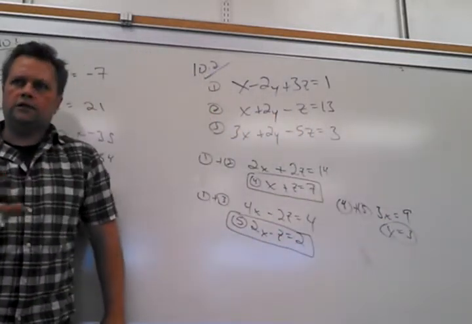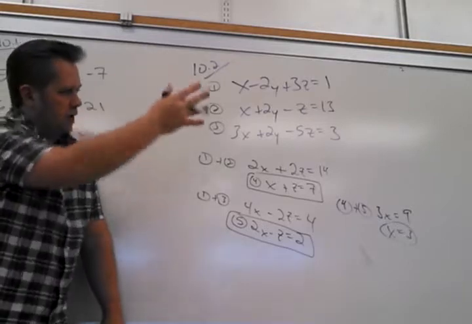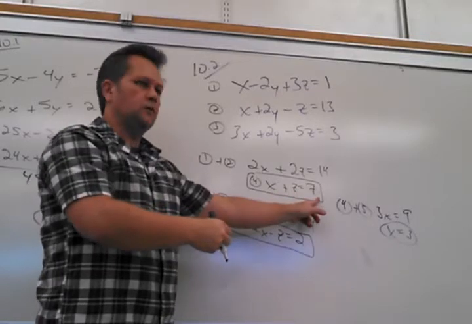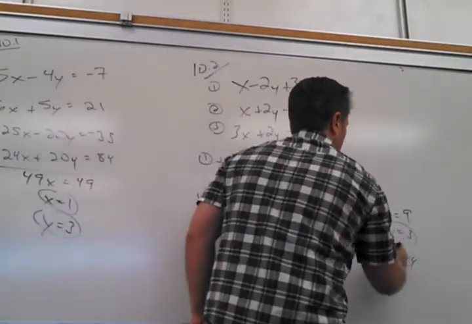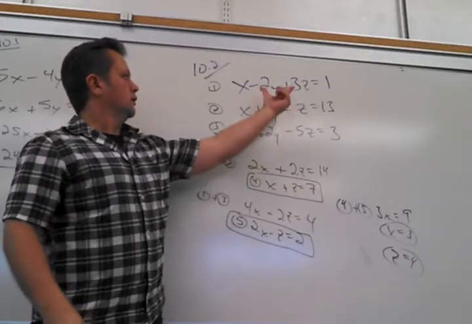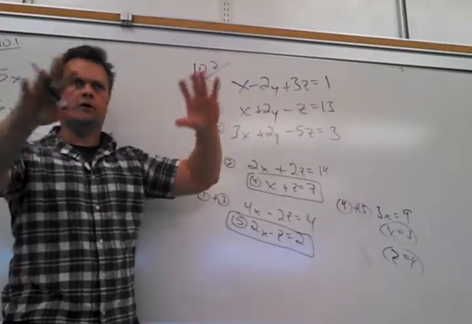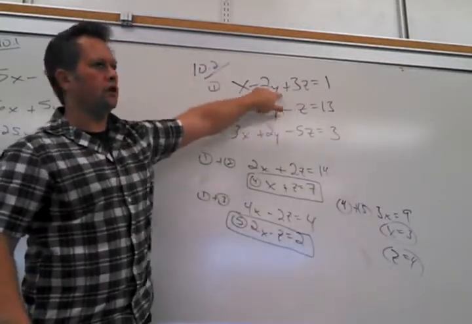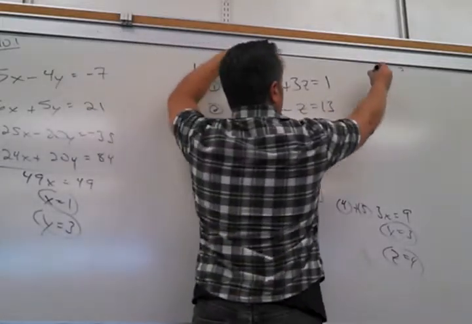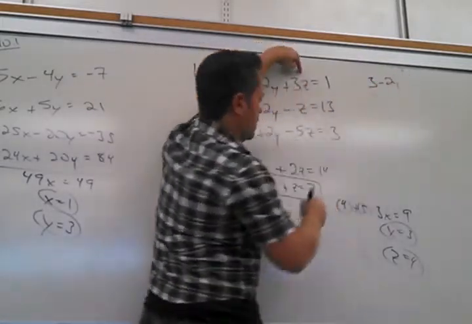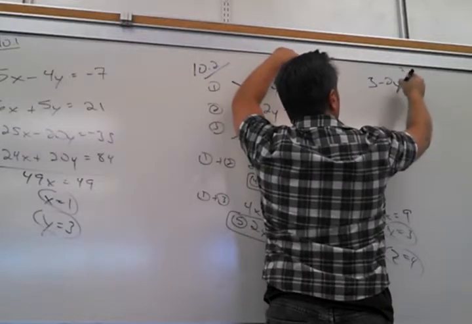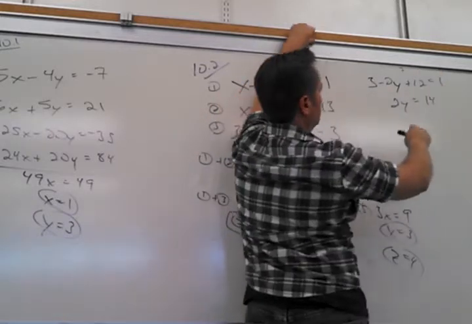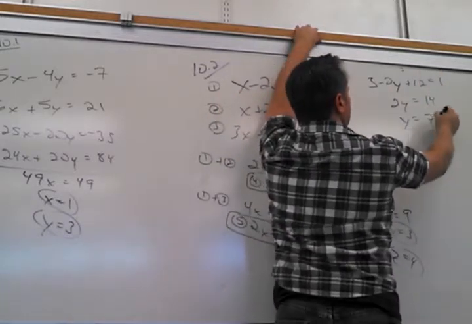The minute I know 1, when I teach this, I normally call it dominoes. You set your dominoes up, you let them fall back. If x is 3, you go back. Z is 4. And if z is 4, you go back into any of these. Is everybody with me? So now that I know 2 of these things, go back to the one that has 3. And I'll get, for example, 3 minus 2y plus 12 equals 1. So I get 2y equals 14. Is that true? Yeah. Y is 7.